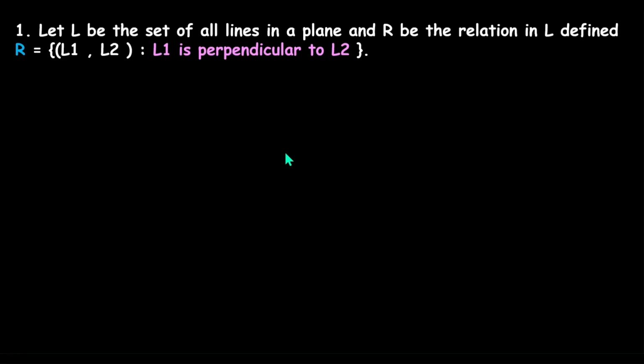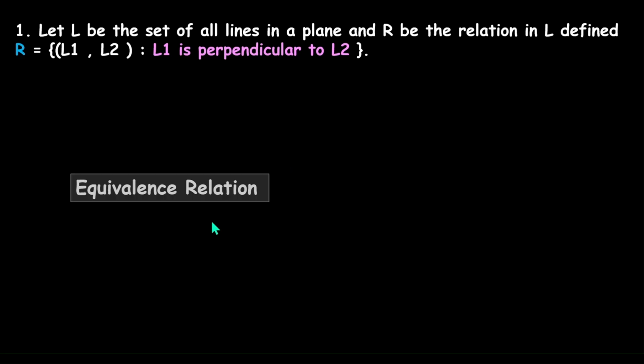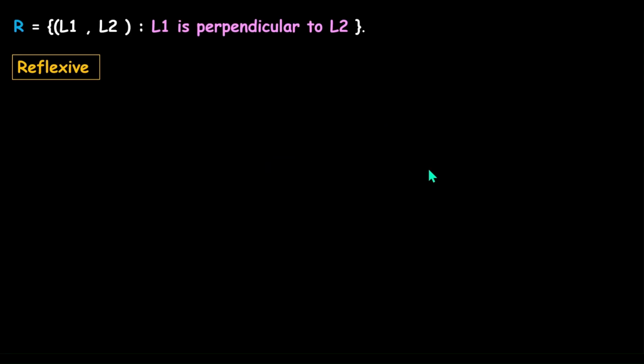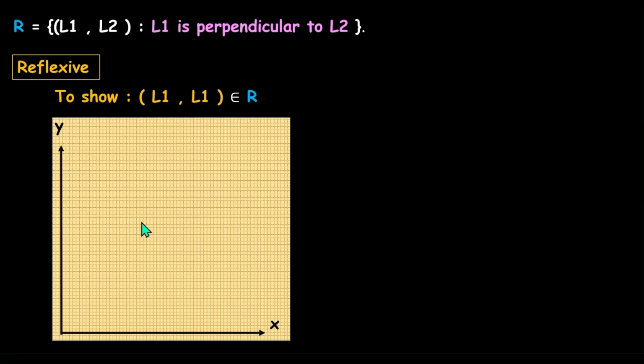Now remember, to check equivalence, we majorly check three properties, which are, one is reflexive, second is the relation should be symmetric, and third is the relation should be transitive. So let's one by one check all these properties for this relation, starting with reflexive. So for reflexive, let's take our plane in which we'll construct the lines. So this is our plane, and we have to show that L1, L1 would belong to the relation, right? The line with itself is related on this relation.